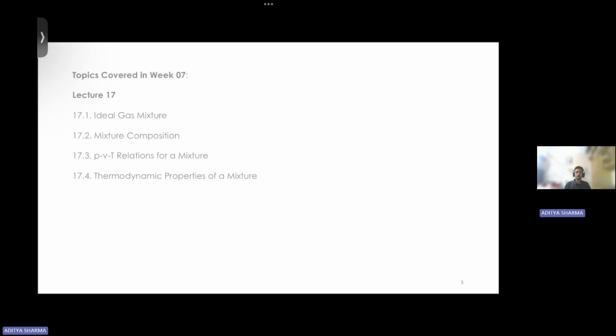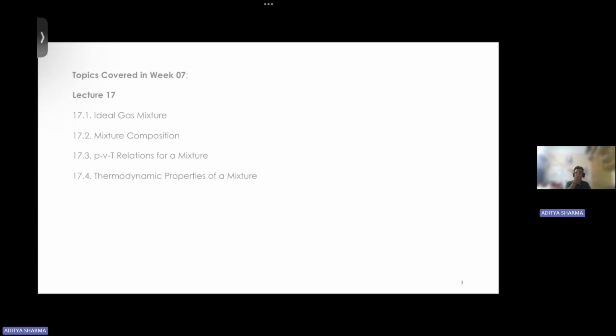So we are very much familiar with the ideal gas model, that is PV equals nRT. Then there were real gas models, like the van der Waals model, and the second real gas model was the Redlich-Kwong model. So these two models we came across in the previous week's discussion.